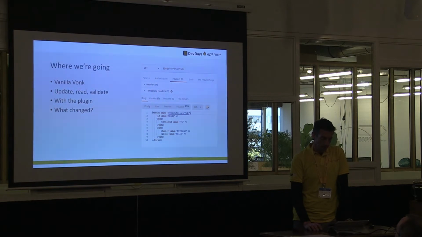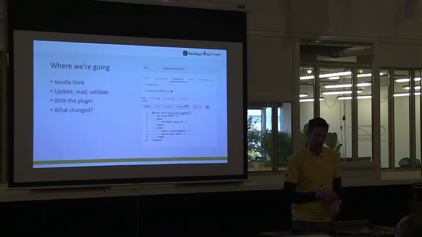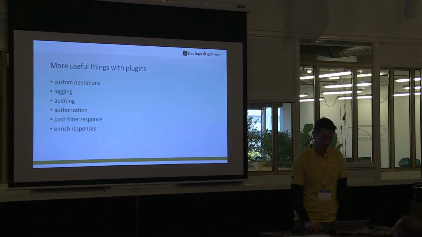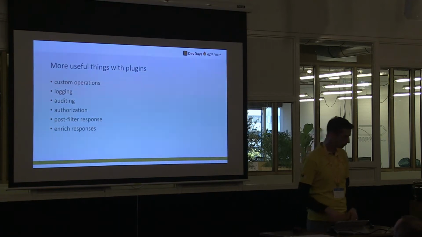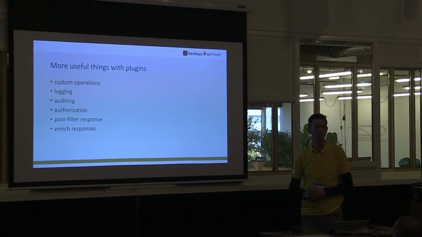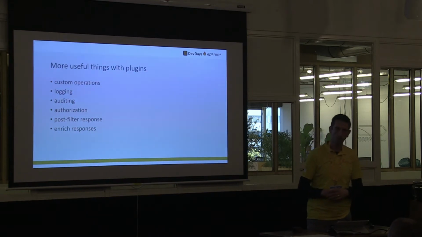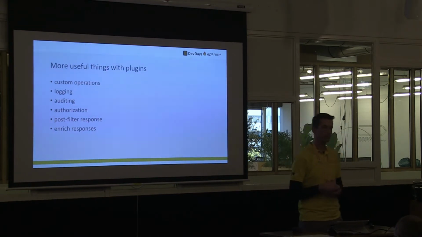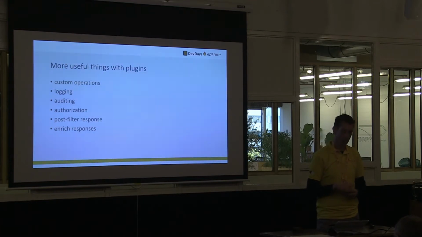So that's where we're going. We have a vanilla Vonk. I showed you that. You can update, read, and validate on that. I didn't show you all that. Is everyone here a little familiar with the FHIR RESTful API? Yeah, so I don't need to show that. And with the plugin, what changed? You got a response on the hello. This is not very useful, of course. There are lots more useful things you can do with plugins, and this whole session is actually to trigger your imagination to see what can I do with these plugins.